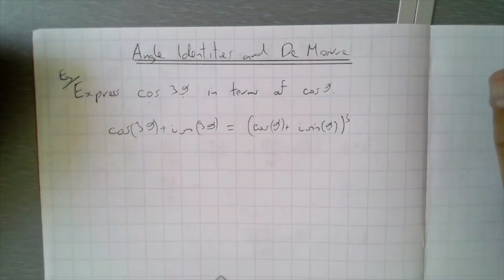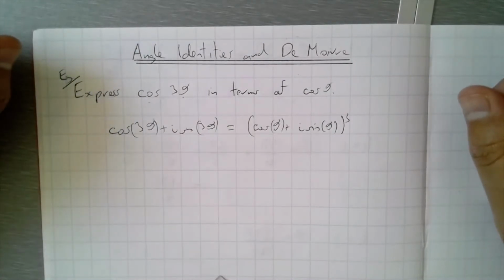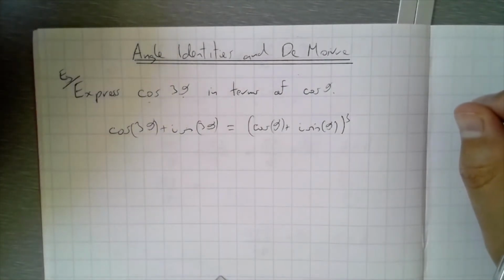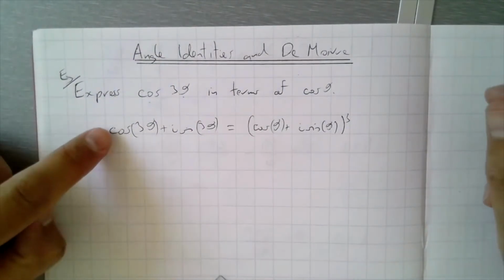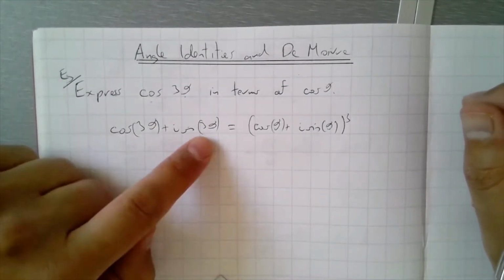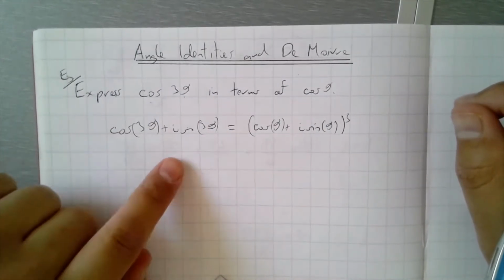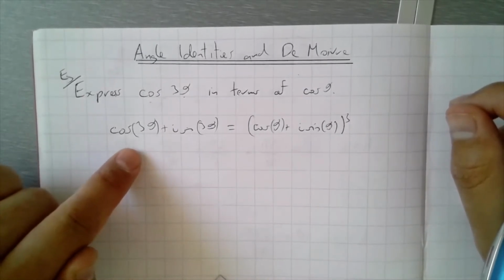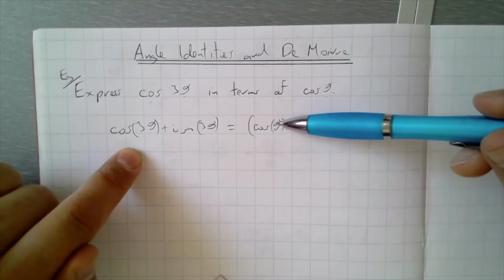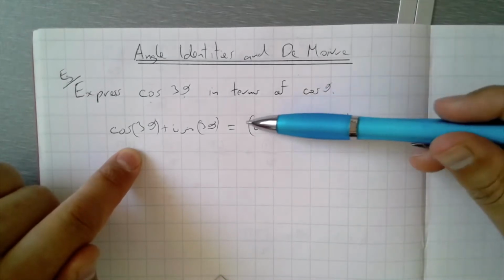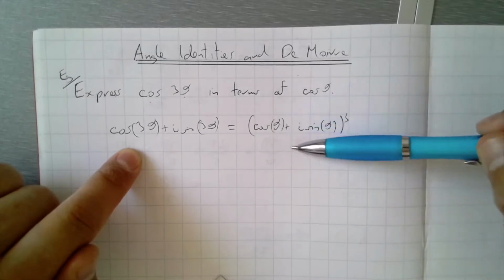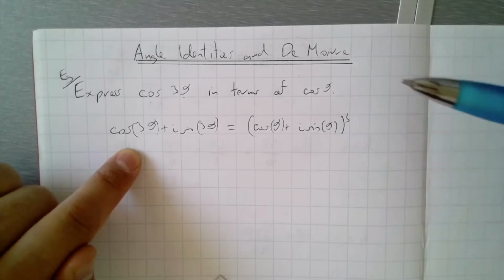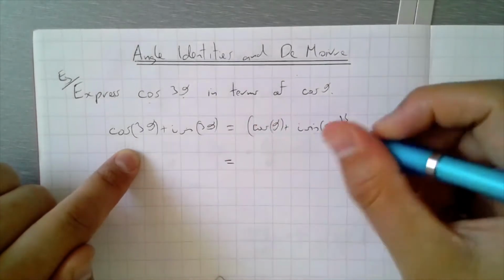Okay, so at the moment this isn't very useful, but actually, if you think about it for a minute, we're almost already finished. And the reason for that is cos 3 theta is the real part of this left-hand side, and sine 3 theta is the imaginary part. So if I want to find out what cos 3 theta is in terms of just cos thetas, what I can do is expand this right-hand side out and find out which bit is the real part. So let's expand this out.